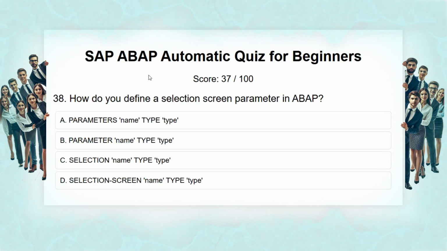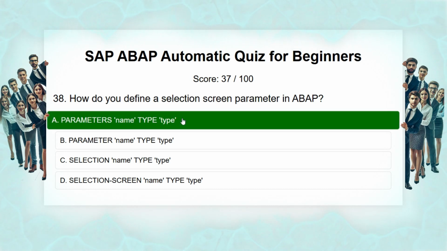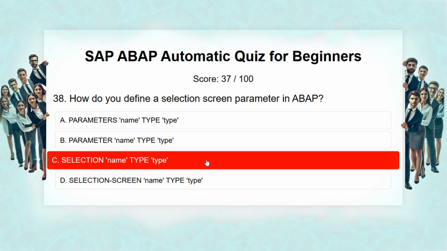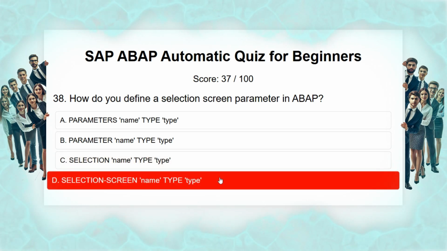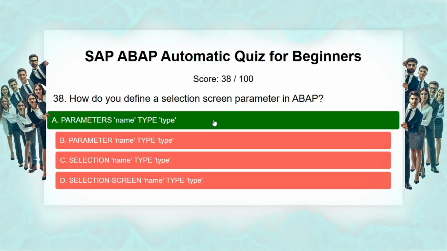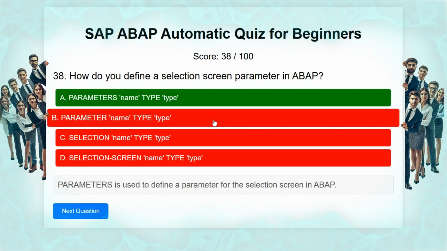38. How do you define a selection screen parameter in ABAP? A. Parameters name type. B. Parameter name type. C. Selection name type. D. Selection screen name type. Correct answer. Parameters is used to define a parameter for the selection screen in ABAP.